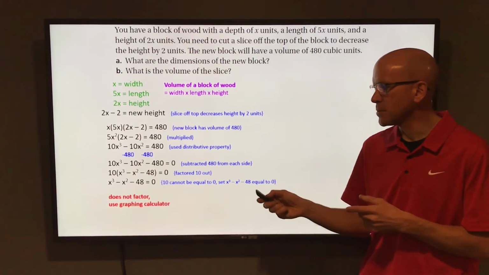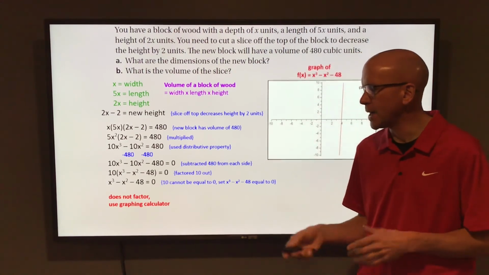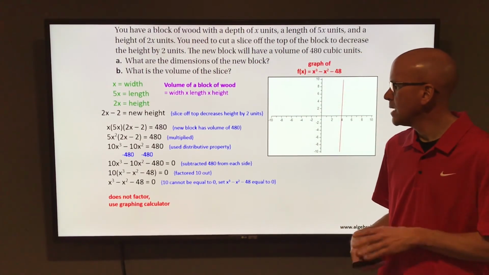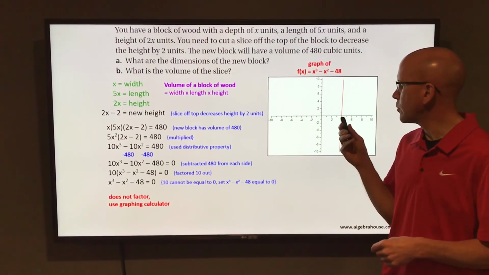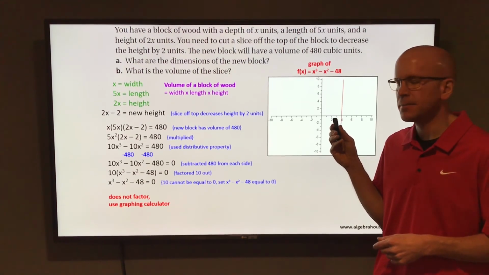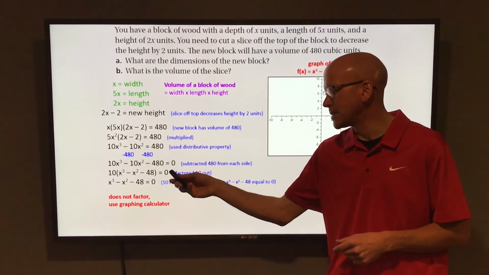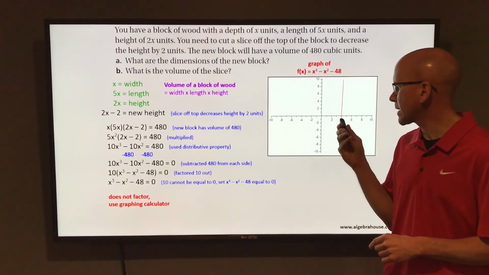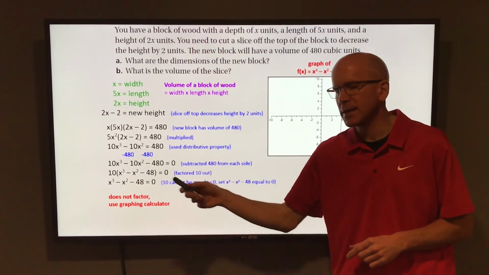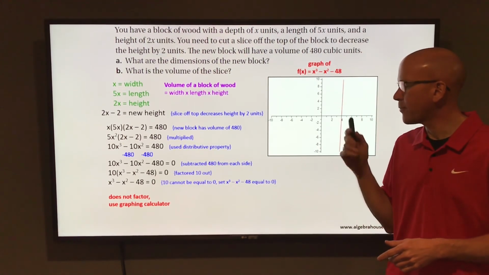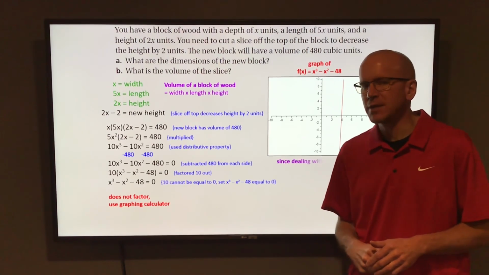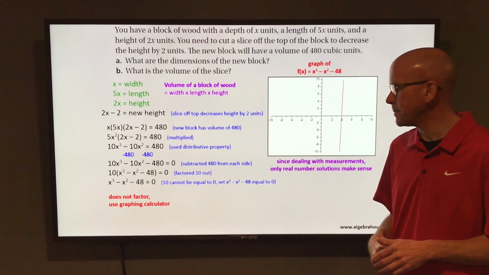So if it doesn't factor, you have to go to the graphing calculator. When you type that into a graphing calculator, this is zoomed in. What you're looking for is where it hits the x-axis. Because when the value of y is equal to 0, the value of x is equal to 4. So in other words, solving that equation for x, you get 4. So x equals 4. That's really what we're after here. That's the starting point. That is the width.